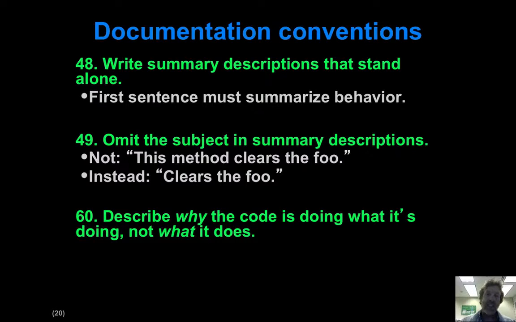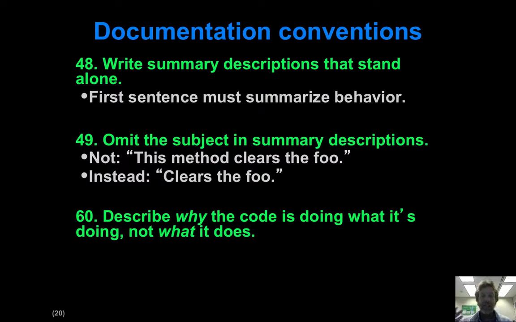Each class and package should have a summary description, which is the first sentence of the Java doc associated with a class or method or package, and that should stand alone, because when you generate Java docs for your system, you'll see summary descriptions associated with all the packages, all the classes, all the methods, and so that first sentence is really key. You've got to write it well.